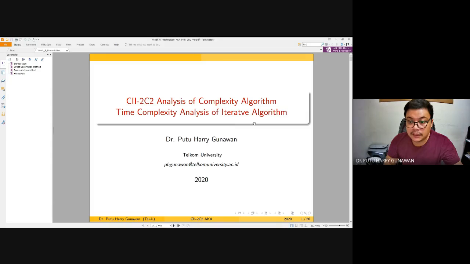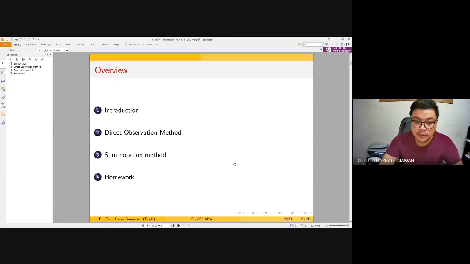So today, we would like to talk about the time complexity analysis of iterative algorithms. What we will discuss is first an overview of what the functions of time and the time complexity are, and there are some methods to describe or to get the functions of time complexity. The first is the direct observation method, and the second one is the sum notation method.